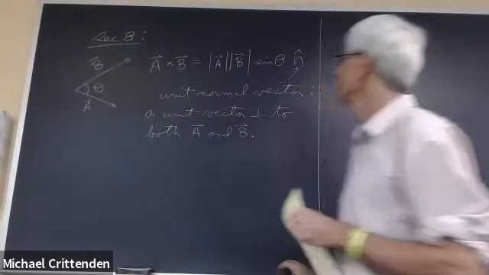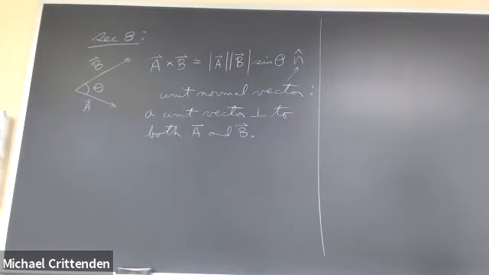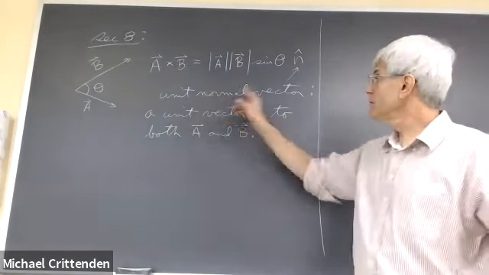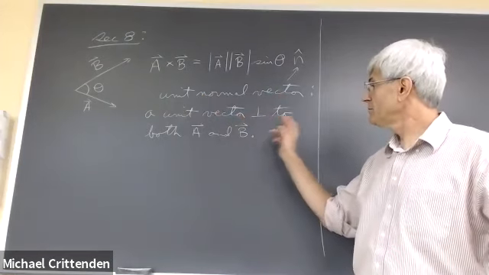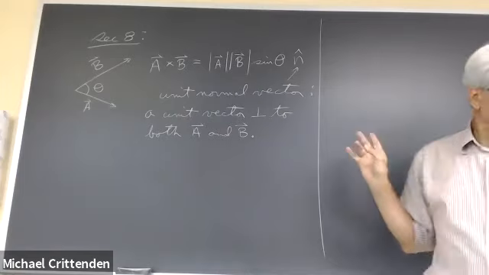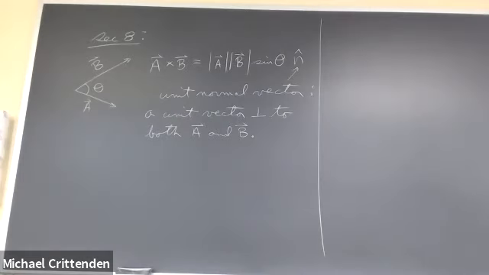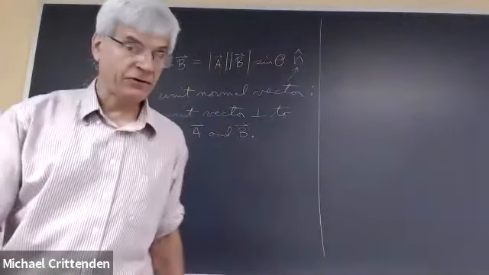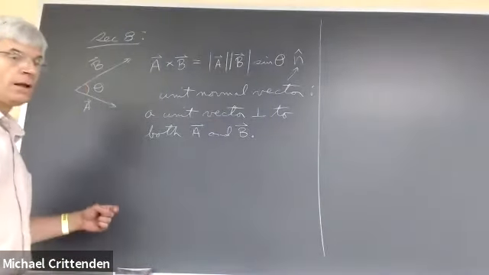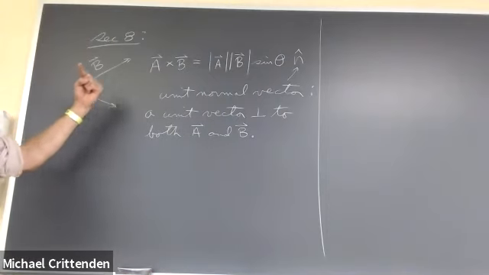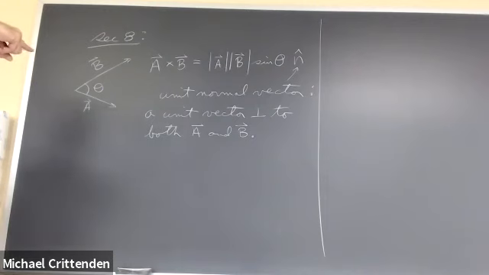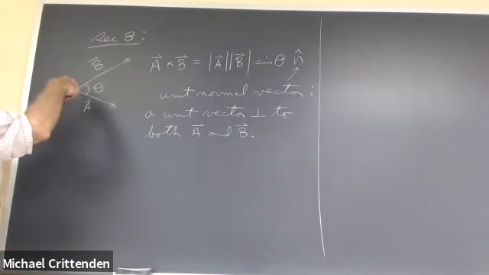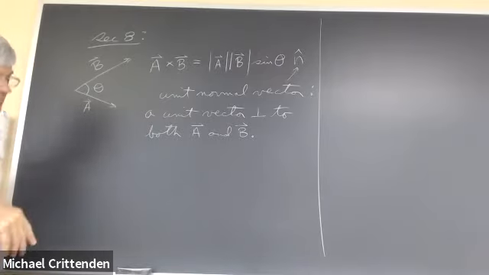So N for normal. It's a unit vector normal to both A and B. So, unit normal vector, a unit vector perpendicular to both A and B. Now, what I've said so far doesn't quite completely pin down the direction. Just saying it's perpendicular to both of these, there's two possible directions that fit that description. It might point out of the blackboard toward you, or it might point through the wall toward whoever's on the other side of the wall over there.